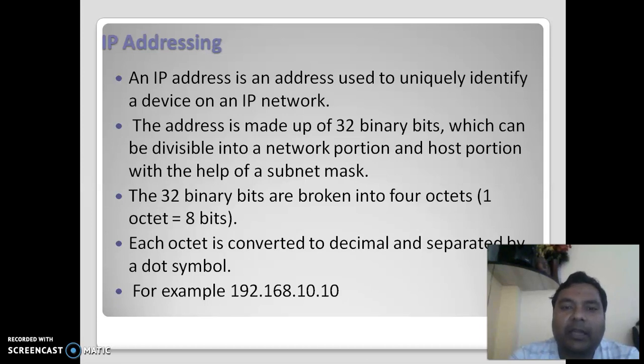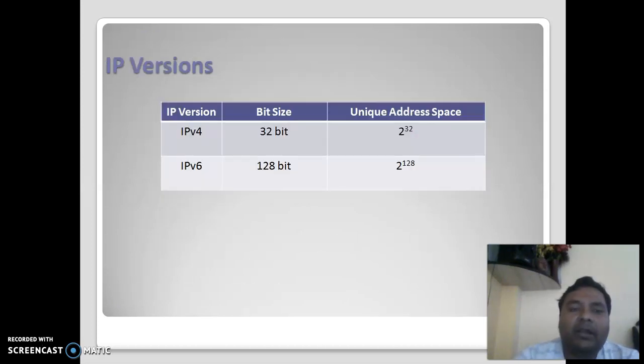An IP address is used to uniquely identify a device on an IP network. The address is a 32-bit address which can be divided into a network part and a host part. The 32-bit IP address is divided into 4 octets. Each octet is converted to decimal and separated by the dot operator. For example, 192.168.10.10.